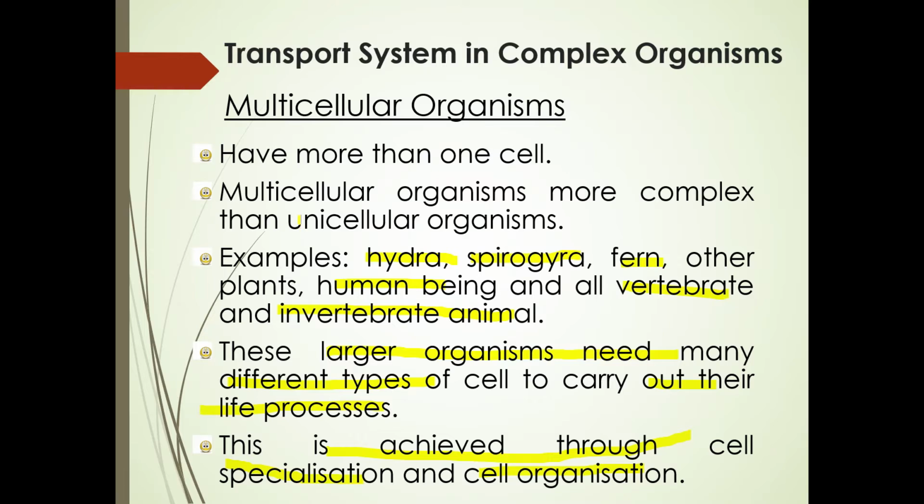That one is for the multicellular, but for the unicellular, they don't need only one cell. They can reproduce a new generation, and they can also digest food, and also they can breathe, by using only one cell that they have, right?